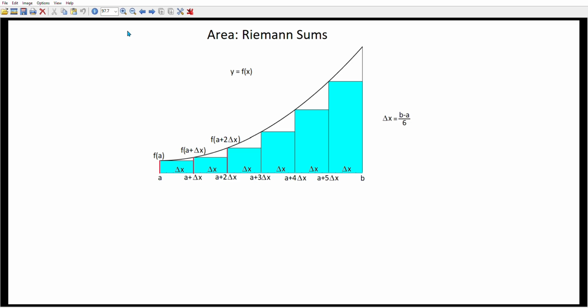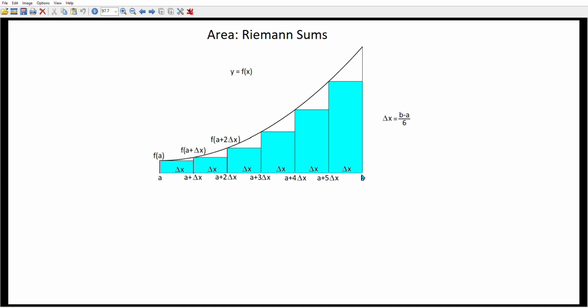By the way, the name of the estimate that we are making by adding up these rectangles is a Riemann sum. And these Riemann sums are the things that converge to the area. So let's take a look at a general situation here. This time our function is y equals f of x. Our interval isn't 0, 3 anymore, it's a to b. And we're going to break up, to begin with, this thing into 6 pieces.